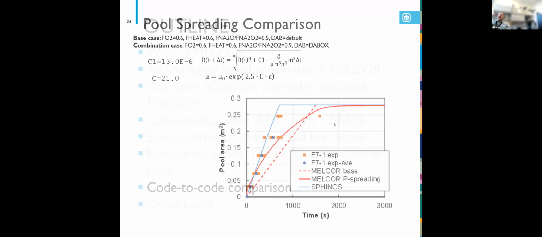So, code-to-code comparison. Here showing a pool spreading model. Showing spread is using this blue curve here, and the experiment data is the symbols, and the MELCOR base case is this, and this spreading model that we implemented is this one. If I enlarge, the coefficient we use is shown here. By and large, you can see it's very close and comparable to the experiment as well as the other code.